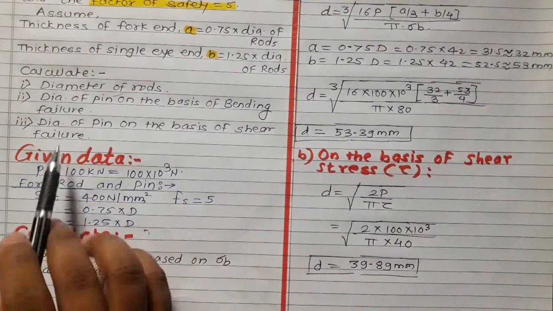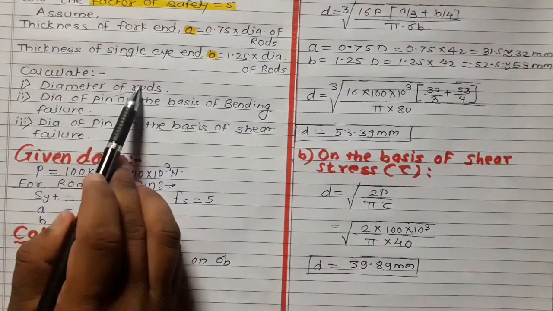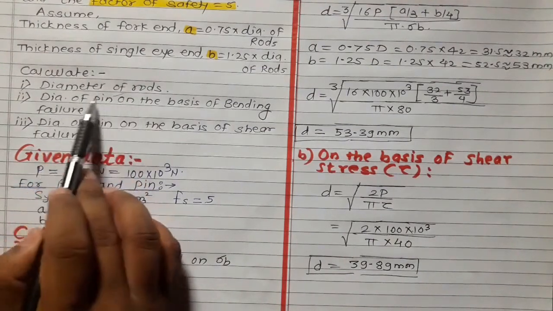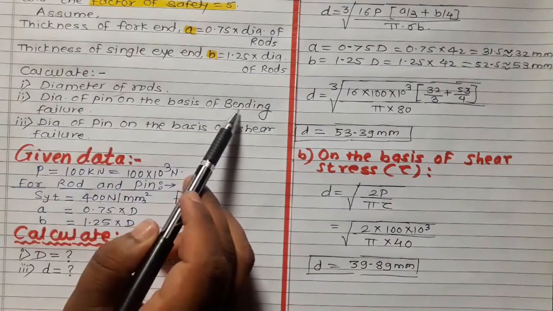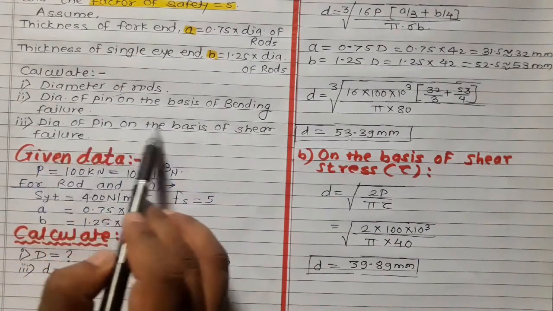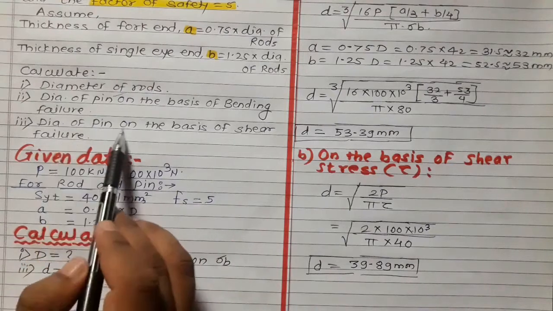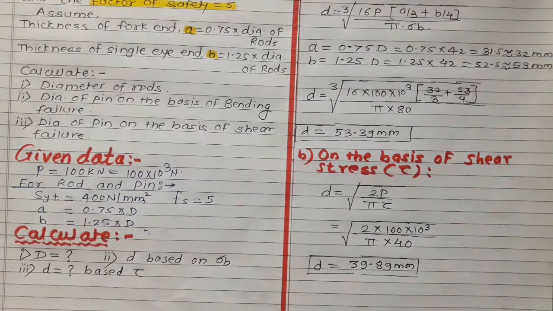So in this way we have calculated the diameter of rod capital D, the diameter of pin on the basis of bending stress or bending failure, and the diameter of pin on the basis of shear failure, that is shear stress. So this is the solution of this problem.